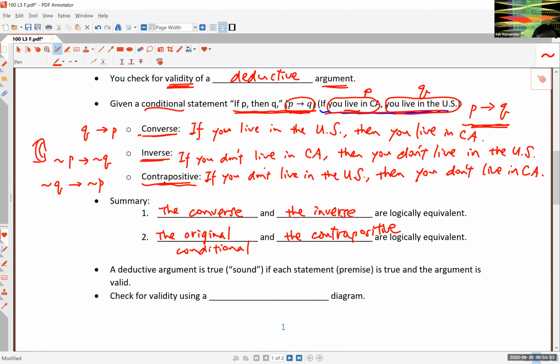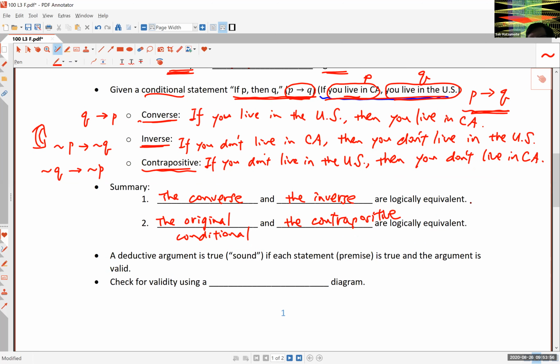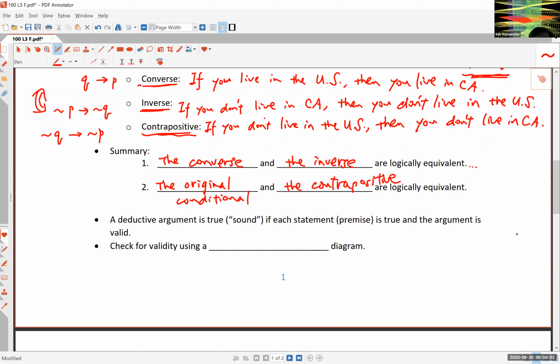And then the other two, the converse and inverse, they are logically equivalent to each other, but not to the original conditional. Okay, does that make sense? Right. So it may be confusing. P implies Q, that's what we started with. All right. And if you switch the order, then you get Q implies P, and that's called the converse.